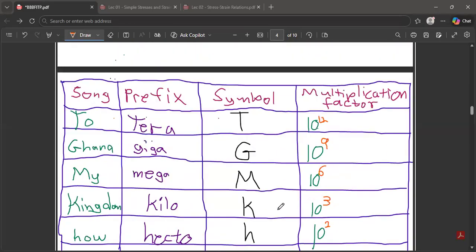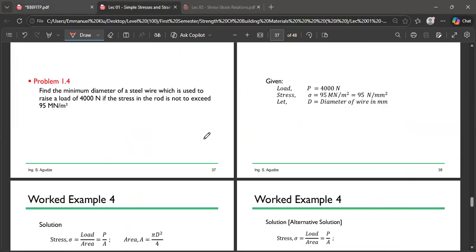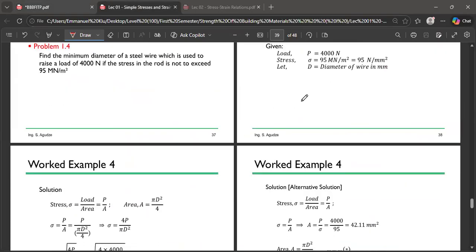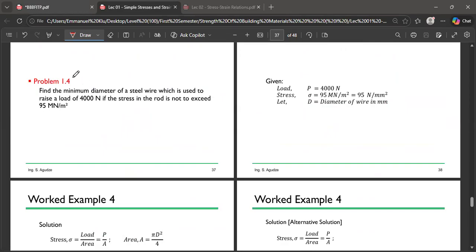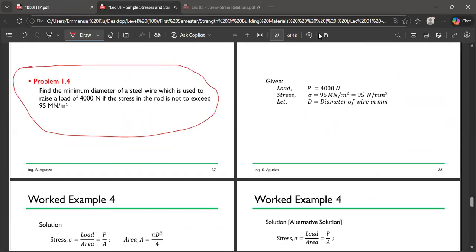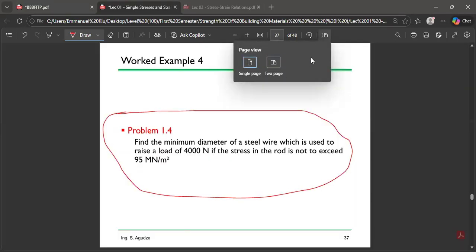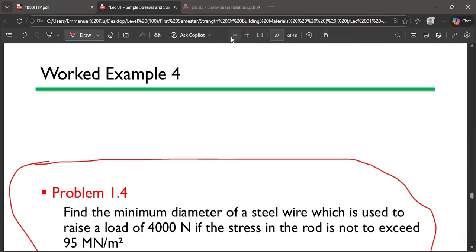Anywhere you see kilo, you know that kilo is what? 10 exponent 3. You see, these are going to be used to scare you in so many questions. Look at this question over here. I hope you can all see my screen. Yes. Look at this problem over here. If you can all see the problem, I'm glad.